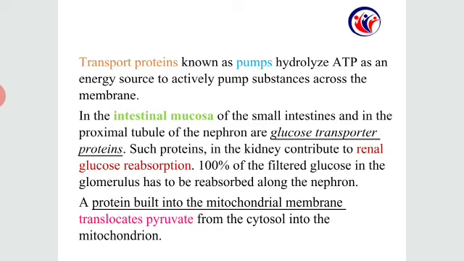But we have special transporter proteins around the cells in these tubules that are supposed to pick up this glucose and pump it back into the blood. Okay, 100% of the filtered glucose in the glomerulus has to be reabsorbed. Why are we talking about reabsorption? Because the first absorption was in the small intestines. Now this one is the second absorption, so you talk about reabsorption. So 100% of the filtered glucose in the glomerulus has to be reabsorbed along the nephron.